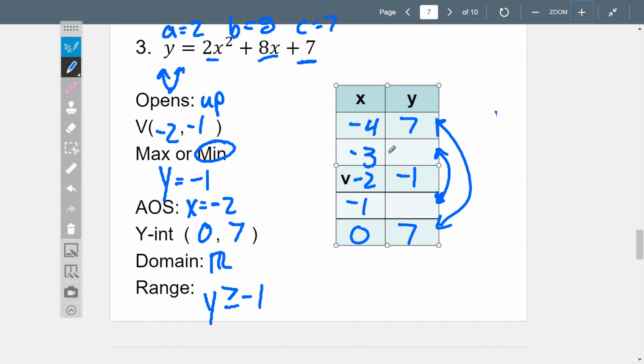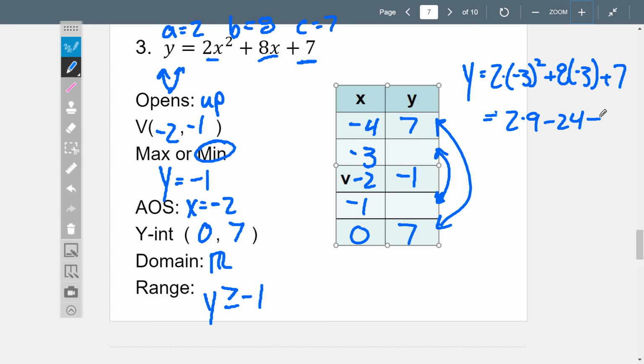It actually doesn't matter. So y is equal to 2 times negative 3 squared plus 8 times negative 3 plus 7. That's 2 times 9. 8 times negative 3 is negative 24 plus 7. That's 18 minus 24 plus 7. So 18 minus 24 plus 7 is 1. So this is 1 and this is 1, positive 1.